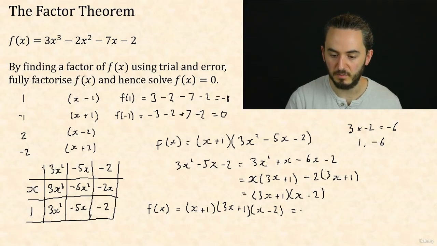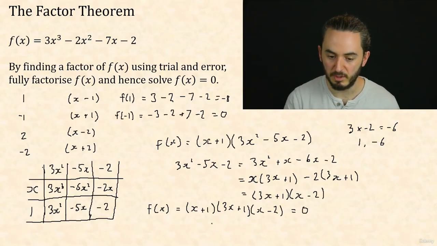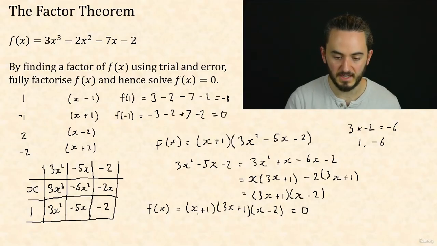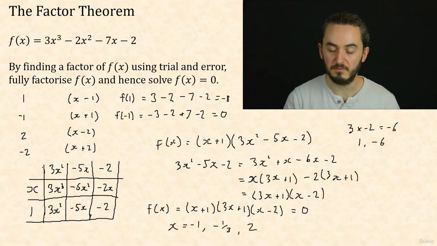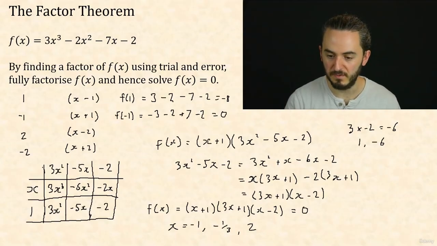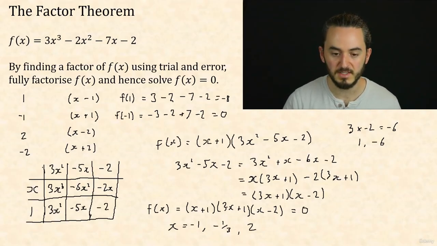And finally, if I want to solve when f of x equals 0, I can see that's going to be the case when x is minus 1, when x is minus a third, and when x is 2. And there we have it, fully solved and beautifully factorized and the whole thing done. Remember that you can check this using your calculator. I'll show you that now, just as a reminder.